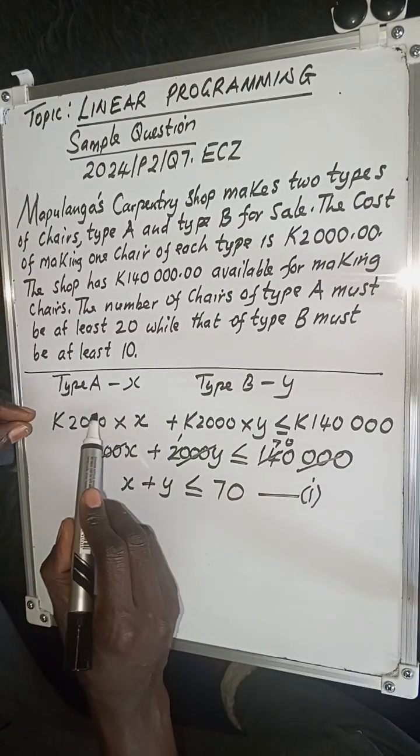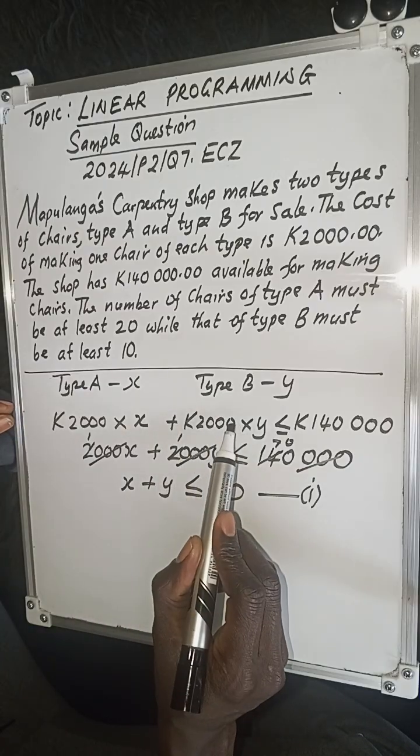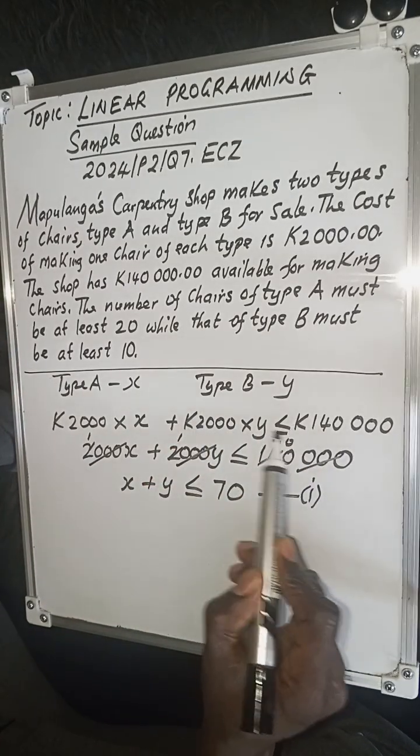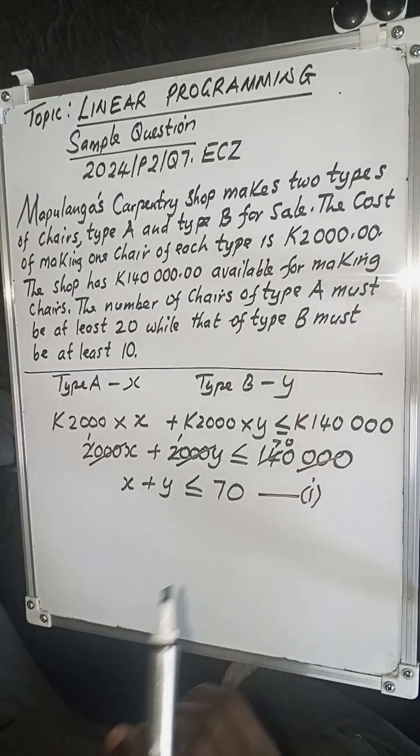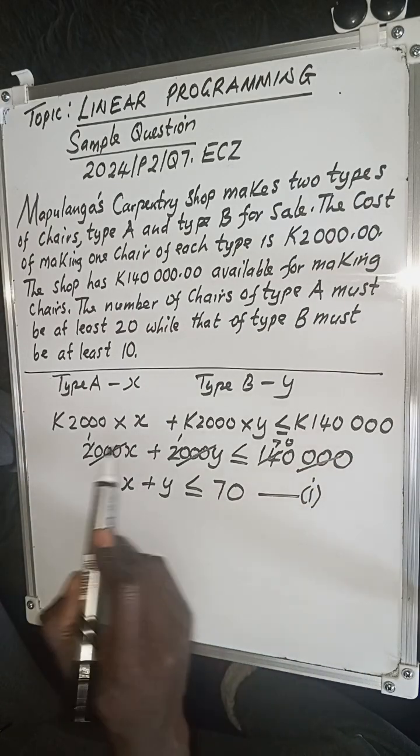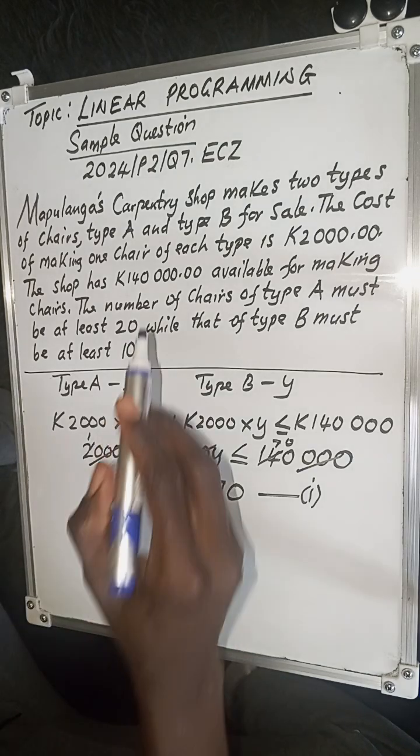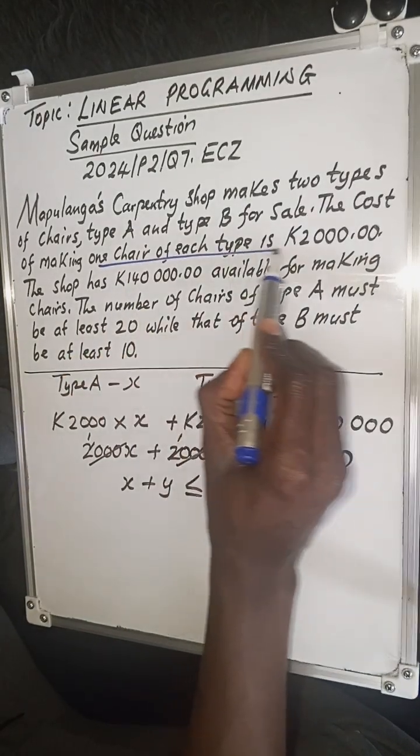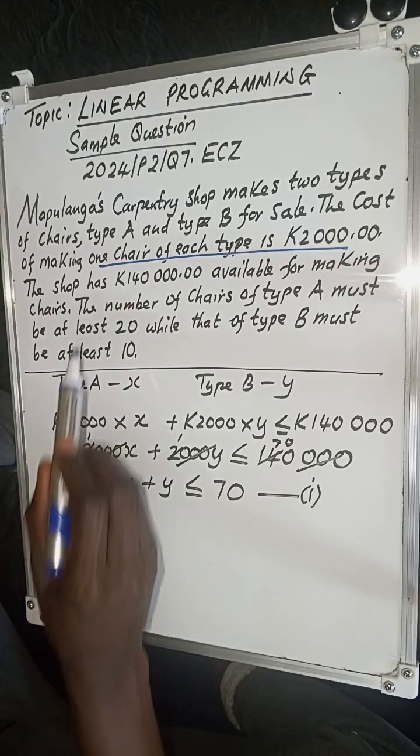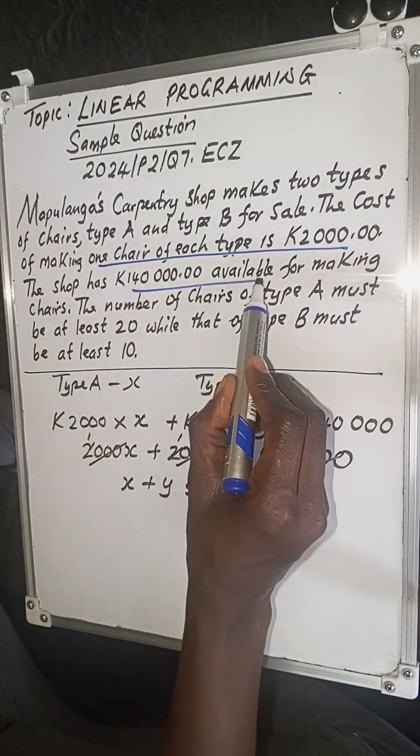The number of type A chairs plus the number of type B chairs that were made should be less than or equal to the total money that they wanted you to spend on the chairs. This is the first inequality that we have, coming from the cost of each chair, which is 2,000, and the available money was 140,000.